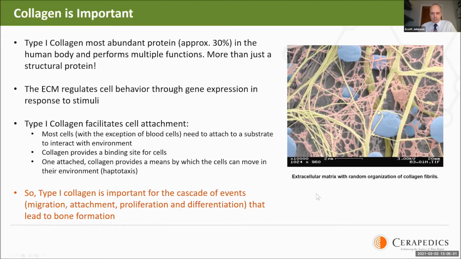Movement along a binding site gradient is called haptotaxis, and this differs from the more random occurrence of chemotaxis, which is what we experience with, or associated with, BMP2.